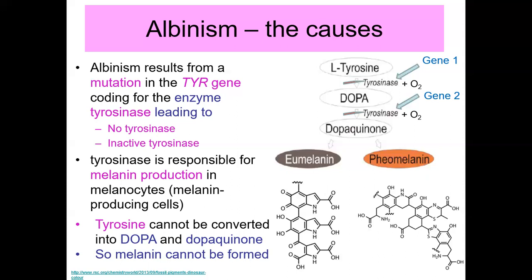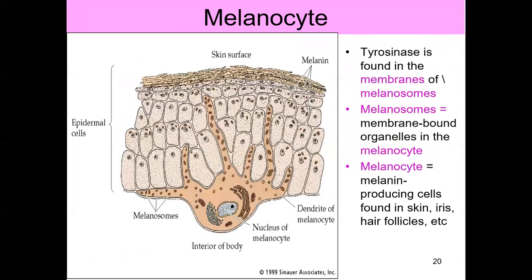So this reaction you need to know. You need to memorize this reaction, not the structure, just the reaction. Tyrosinase is responsible for melanin production in melanocytes. Cytes means cell, so melanocytes are melanin-producing cells. Tyrosine cannot be converted to DOPA and dopaquinone when gene 1 or gene 2 is or are mutated, so melanin cannot be formed.